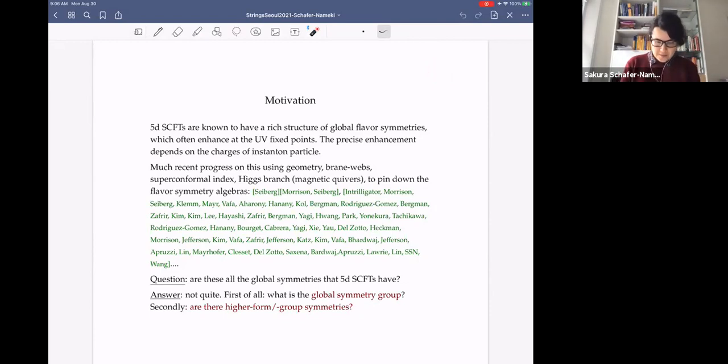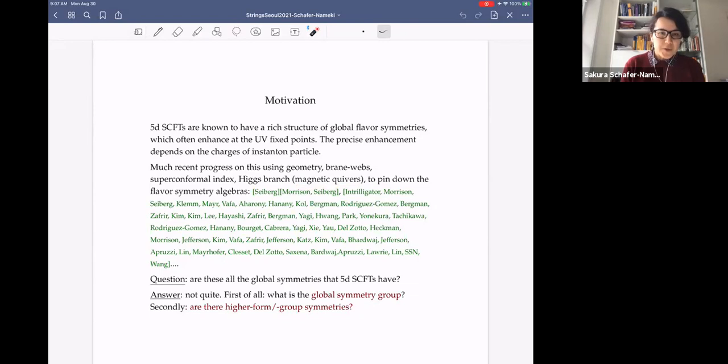for these has come from both the geometry, so engineering theories in M-theory on a Calabi-Yau threefold, but also the brane webs, from which we can also read off the flavor symmetry algebras, and of course the superconformal index, from where we can also determine the flavor symmetry enhancements, starting with the work by Kim, Kim, and Lee. And the Higgs branch is another realm that has in the past few years become a source of understanding flavor symmetry enhancements, which goes by the name of magnetic quivers.